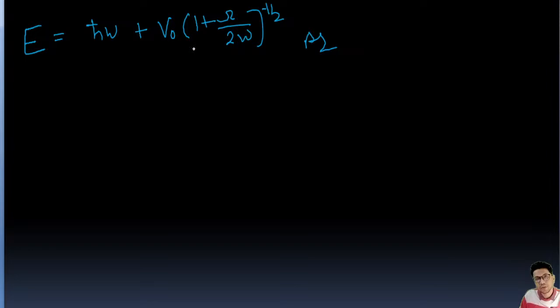This is the E, okay? So we have taken this average value and then we have taken the ground state energy, okay? This is for two particles, and plus this is due to perturbation, okay? This is the total energy, guys, okay?